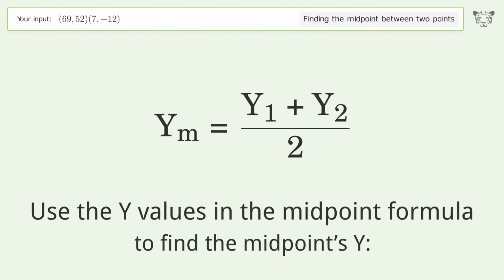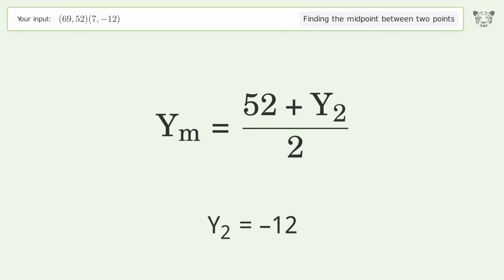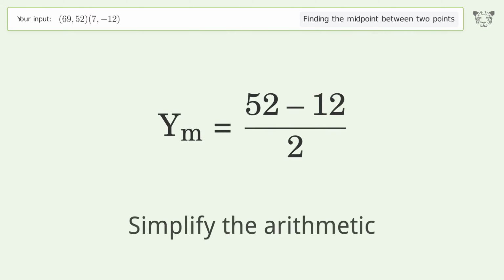Use the y values in the midpoint formula to find the midpoint's y. y1 equals 52. y2 equals -12. Simplify the arithmetic.